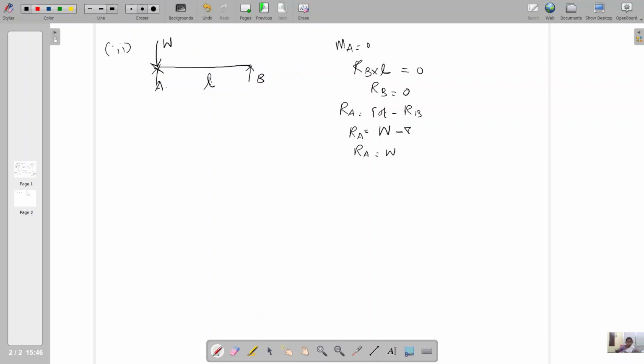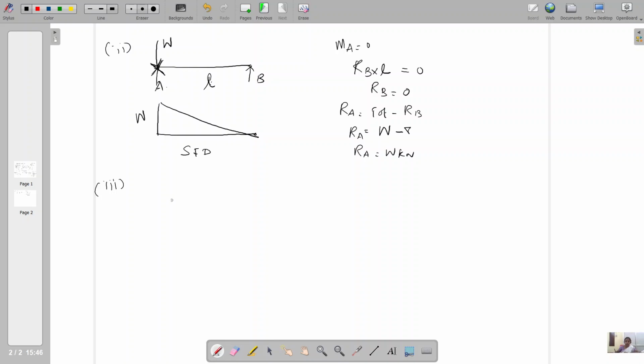You can see the loading condition and the support condition. You can come to a conclusion that the load is directly transferred to A. So RA is W kilonewton. When you draw the shear force diagram for this case, I can mark W like this, RA, and RB is 0. So you can connect like this. Okay. So this is the shear force diagram for this loading condition.